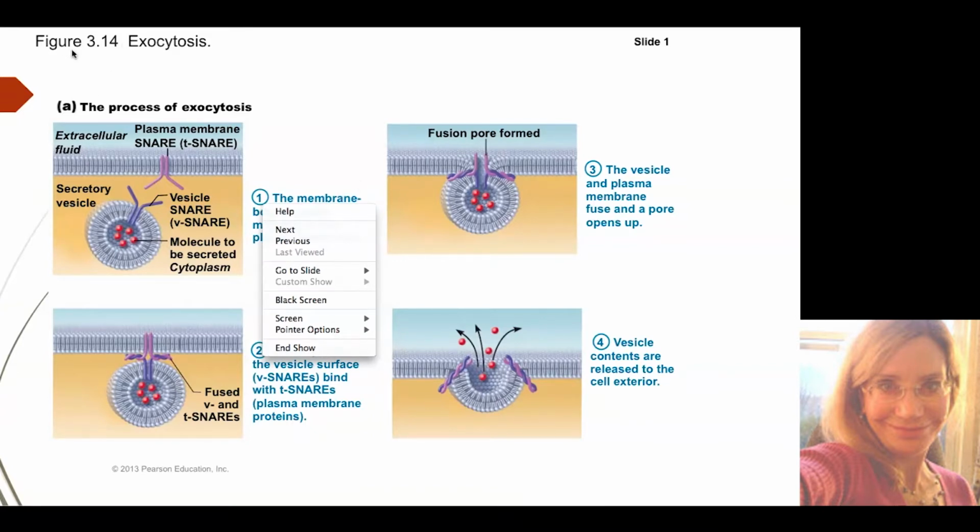Figure 3.14 is exocytosis step by step. The membrane-bound vesicle will migrate to the plasma membrane, where it will find one of these plasma membrane SNAREs, or T-SNAREs. The proteins on the vesicle will first bind to the T-SNAREs, and then the vesicle and the plasma membrane fuse, and a pore opens up, and then the vesicle contents are released to the cell exterior.